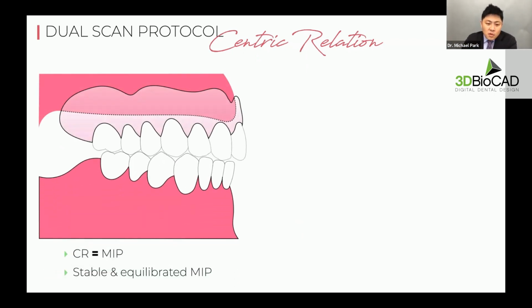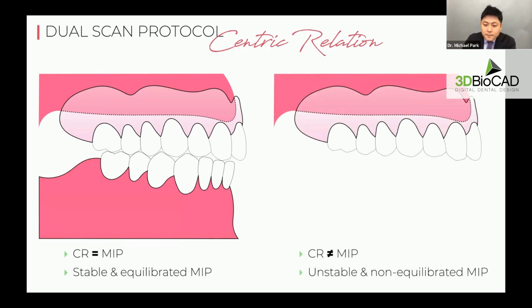So let me just go over why we do a bite registration. Of course, if your scan appliance or your denture has perfect occlusion, and when you put the patient in CR position and get them to bite down, it coincides with MIP, that's perfect. You actually don't need a bite registration. You can just get them to bite down together and take the CT scan.